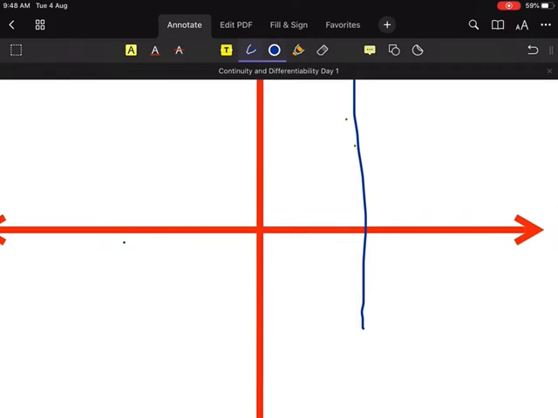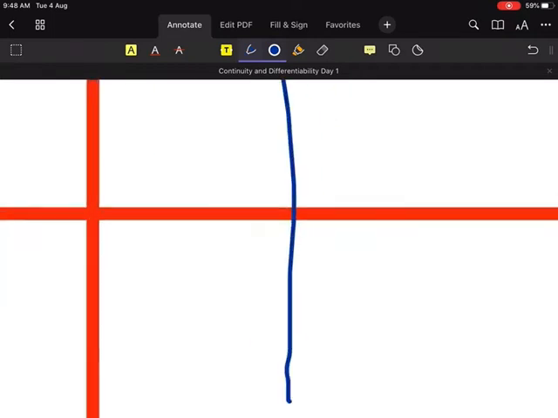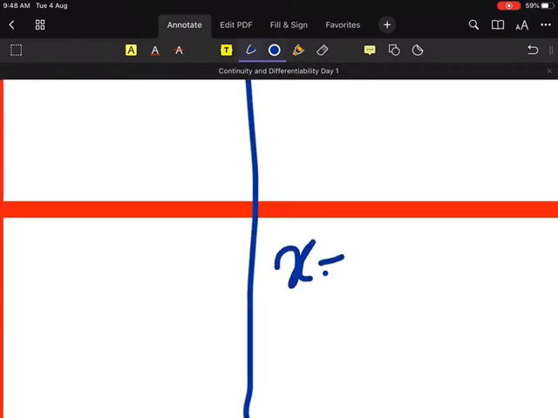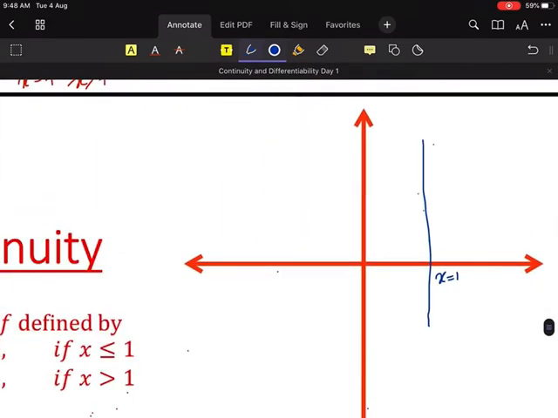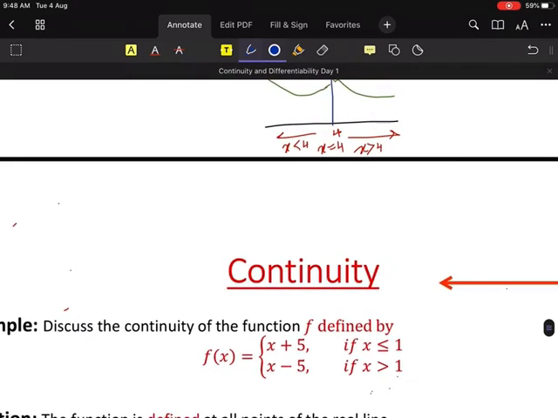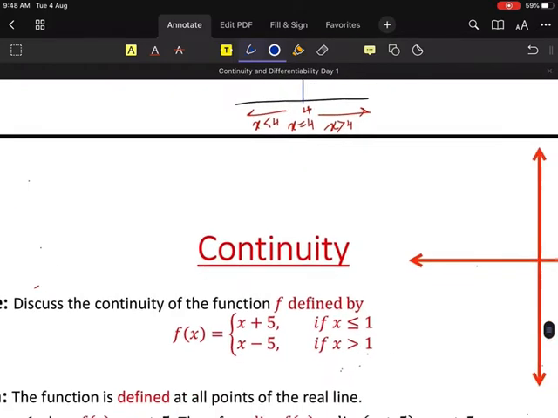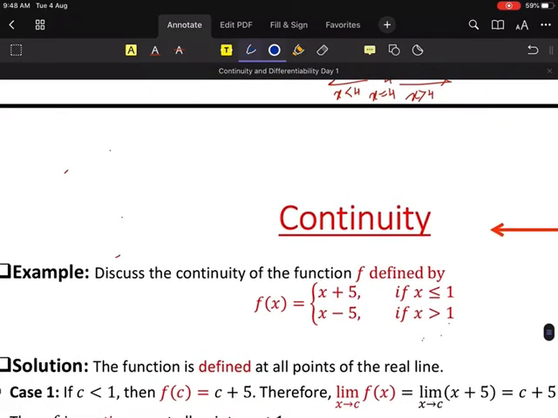Okay. So this point is basically what? This is the point at which x is equal to 1. Okay. So just write in here, x is equal to 1. This is the point. Now, my question here is, discuss the continuity of the function defined by this.